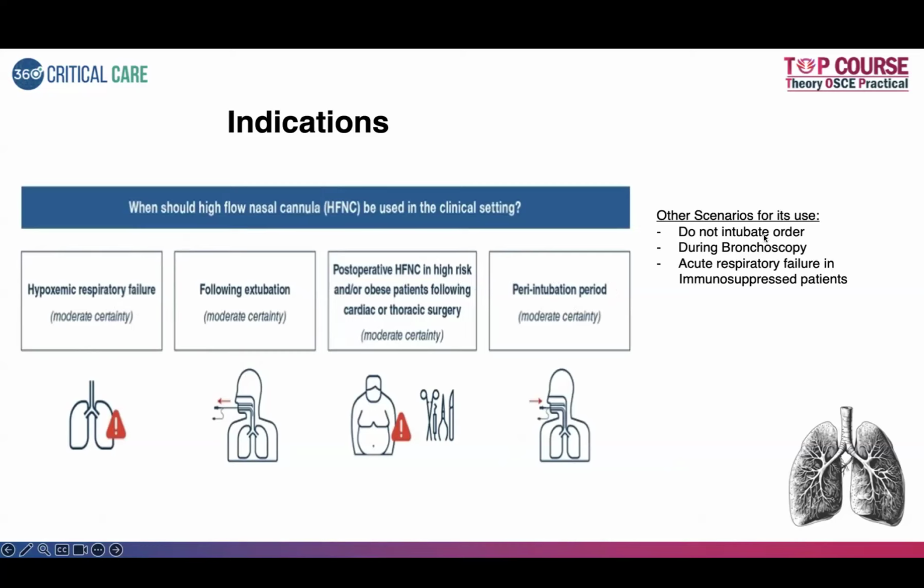And other areas where it can be used are in do not intubate situations, during bronchoscopy, or acute respiratory failure in immunocompromised patients. So the indications are in hypoxic respiratory failure, post-extubation status, or peri-intubation period, or post-operative in high-risk obese patients undergoing cardiac or thoracic surgery, and other scenarios like DNI, during bronchoscopy, or acute respiratory failure in immunosuppressed patients.